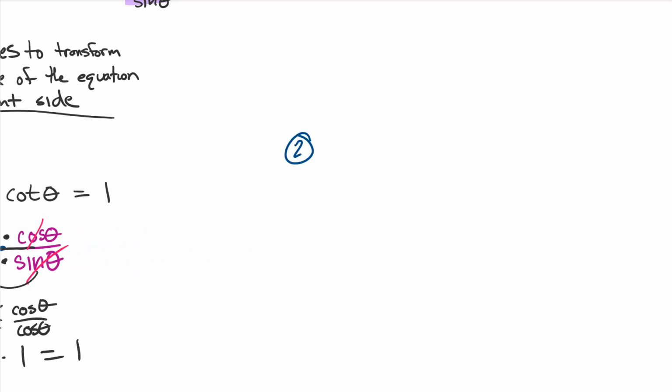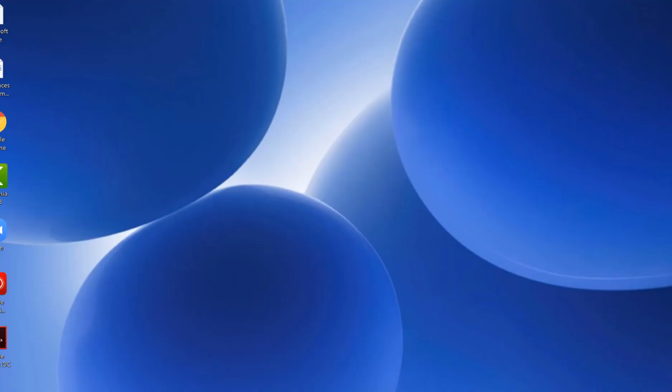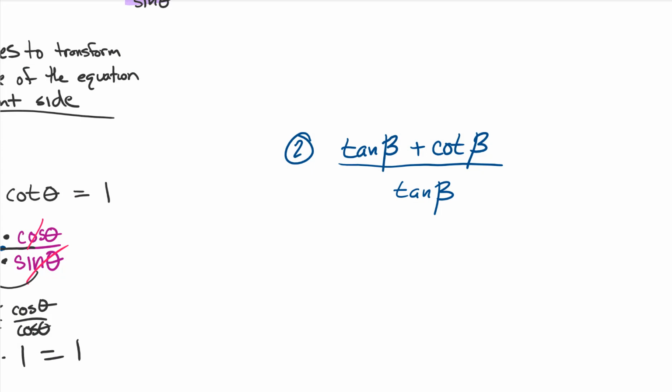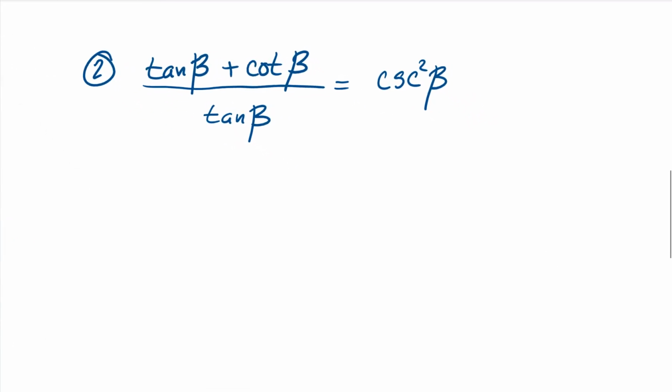Our second one, we're going to say it's tangent of, and it gives you this weird thing, beta. It's scaring you like, oh, it must be something different. Whatever, it's just a symbol we use. And they claim that this is equal to cosecant squared of beta. Oh my gosh, that's a heck of a thing. And we want to take the left-hand side and make it look like the right-hand side? I think we can do it.